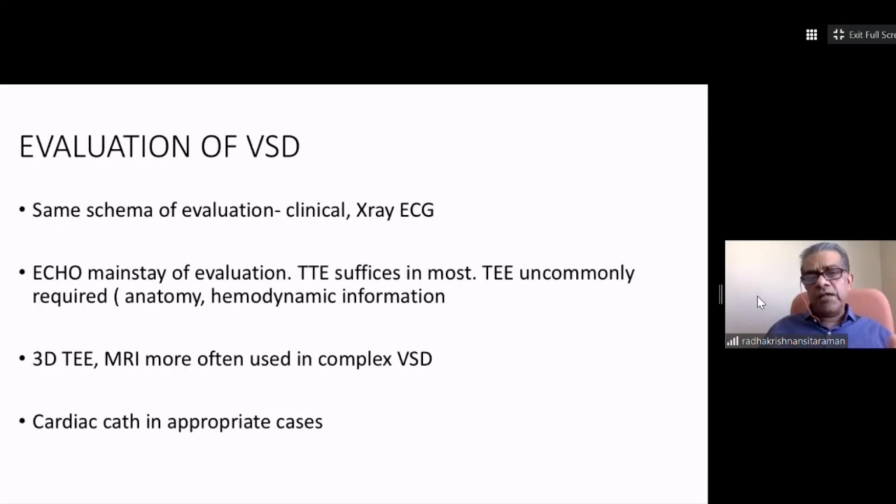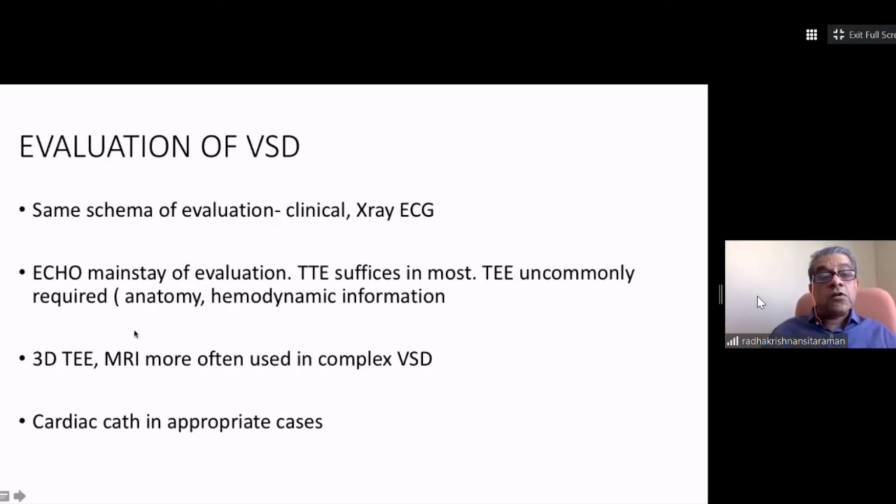So we hardly ever use the transesophageal echo in order to evaluate a ventricular septal defect. Also, the images are never as good as the transthoracic echo in order to define the ventricular septal defect, and typically it is restricted to beyond adolescent or adults.